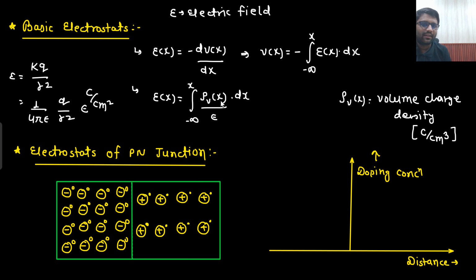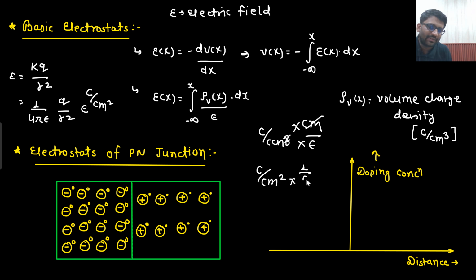Are you getting the same thing here? What is rho v? Coulomb per centimeter square, multiplied with x centimeter, divided by epsilon. So what you are getting? Sorry, rho v is Coulomb per centimeter cube. So this and this get cancelled out. So what you are getting? Coulomb per centimeter square divided by epsilon. So this is how you can remember it.